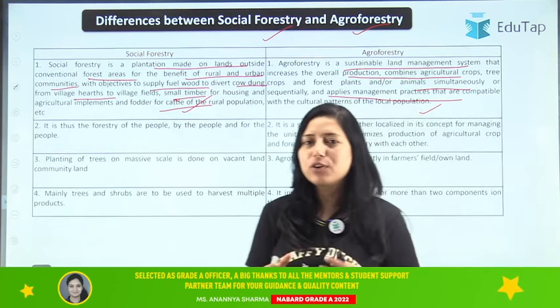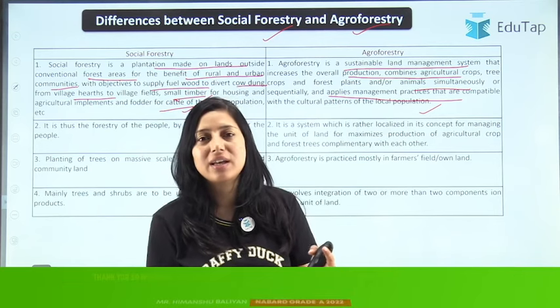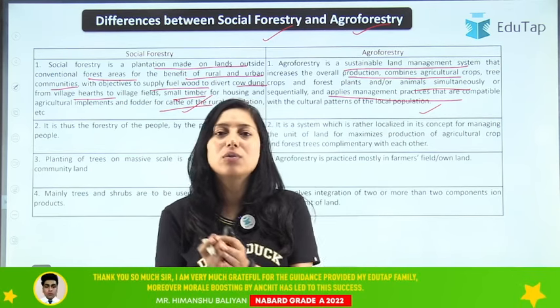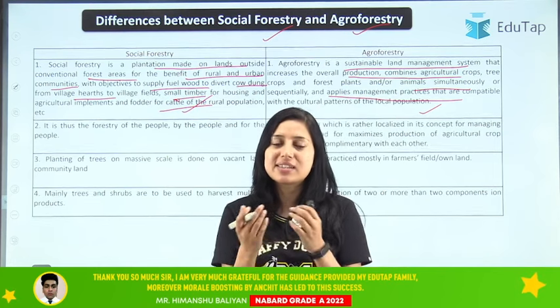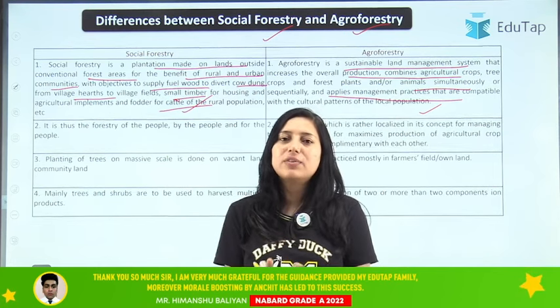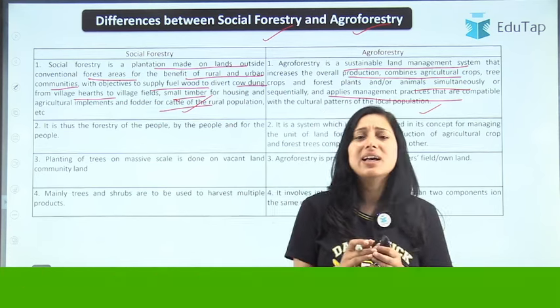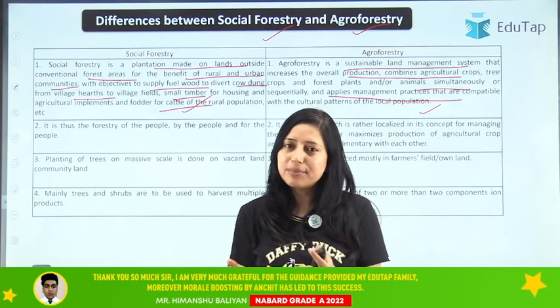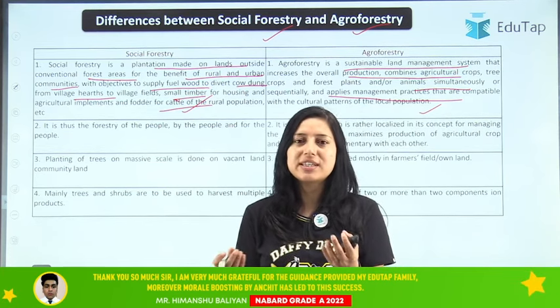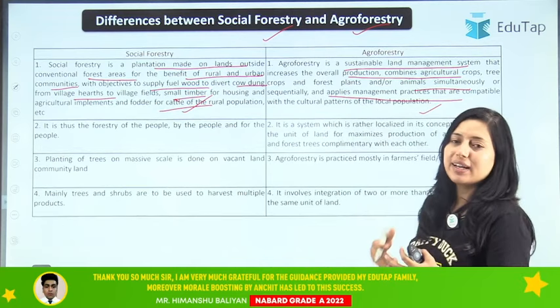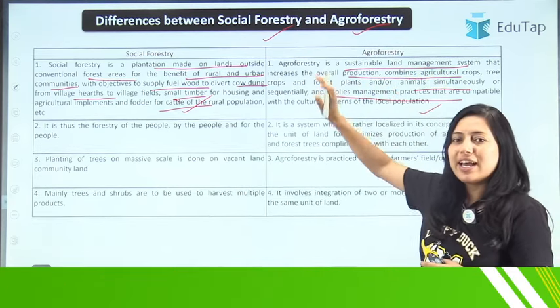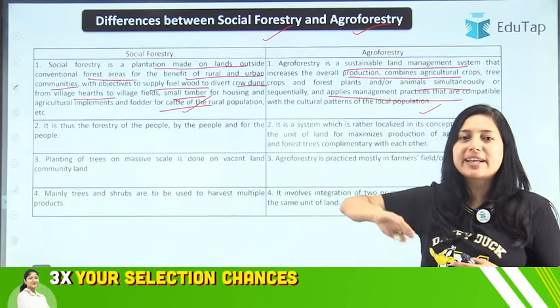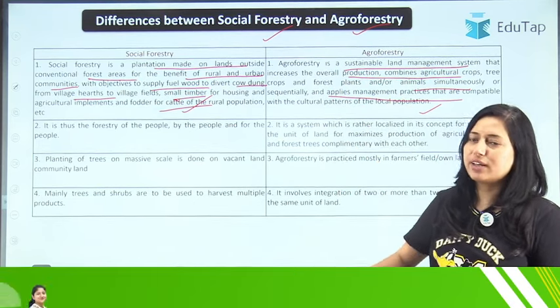So basically agroforestry, as the name suggests, is whenever we are doing forestry along with agriculture practices. This is done in a sustainable way, so that the farmers can get additional benefit from these forestries, and also they can get fodder and other timber supplies from these forest crops. So agroforestry, basically, is agriculture plus forestry together.